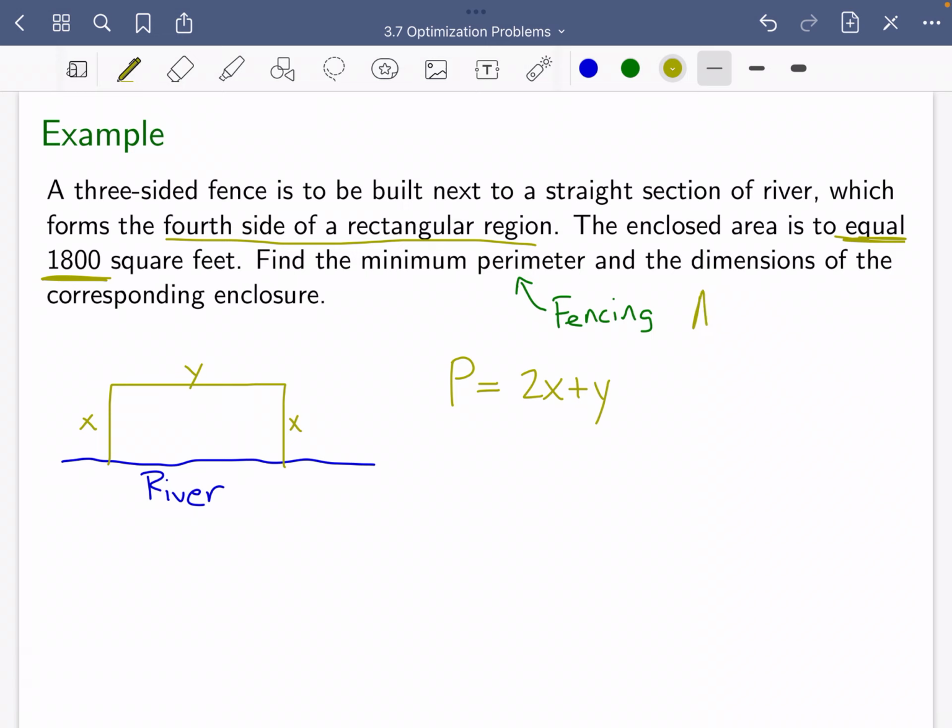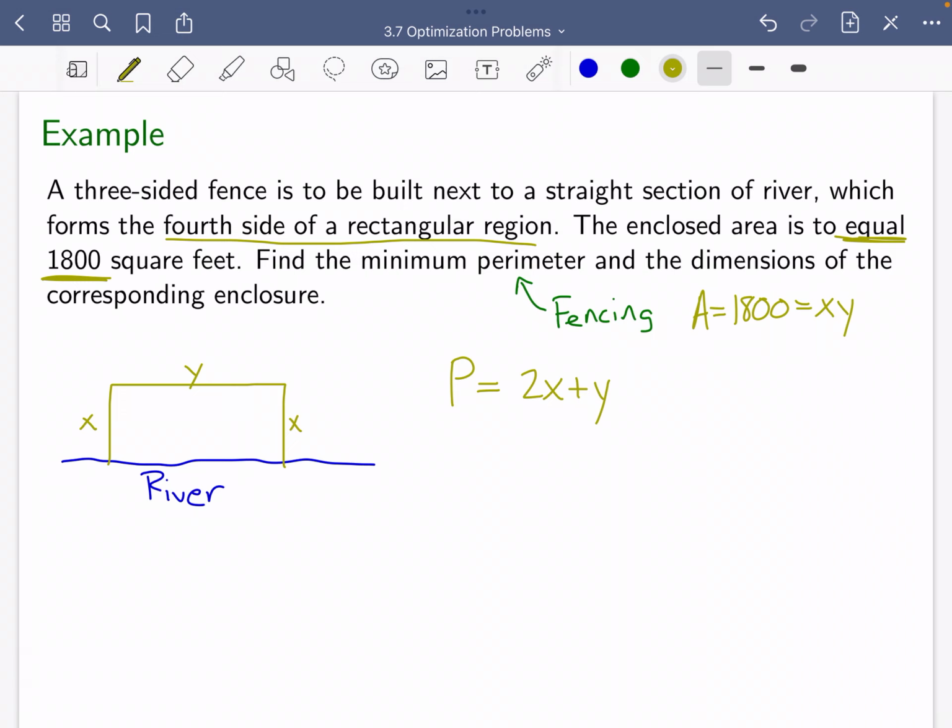So our area, which is 1,800 square feet, how do you find the area of a rectangle? Well, the area of a rectangle is length times width. And so here we have x and y as the lengths and widths. And so we have this relationship between x and y. X times y is 1,800. So we could take that equation, we'll use that here in a moment.